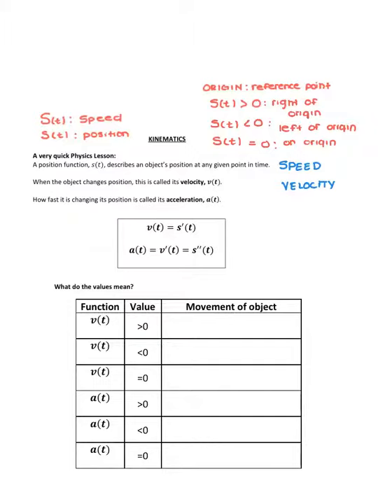Velocity has one added component that speed does not have. Can anyone tell me what that is? Yeah. Is it a given direction? Direction. Right. So speed is 25 meters per second, velocity is 25 meters per second to the east, right? So velocity has direction and magnitude.